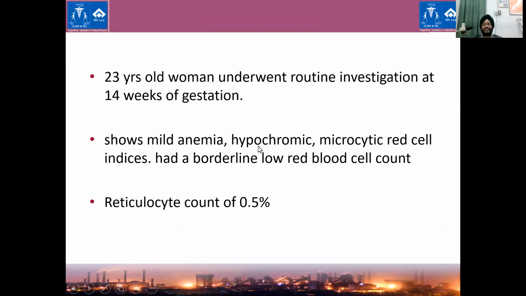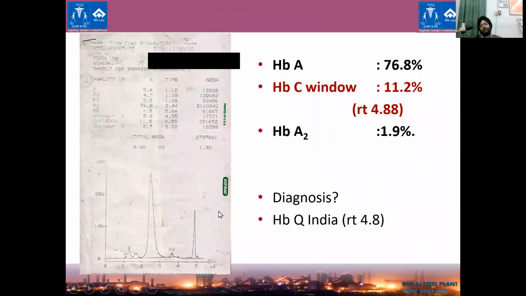Coming to our next case, this is again a 23-year-old female who underwent routine investigation at 14 weeks of gestation. It shows mild anemia, hypochromic microcytic red cell indices, a borderline low red cell count, and a retic count of 0.5. This is a chromatogram. Again, we see a peak here. It is not very commonly seen, and this peak corresponds to the HbC window.